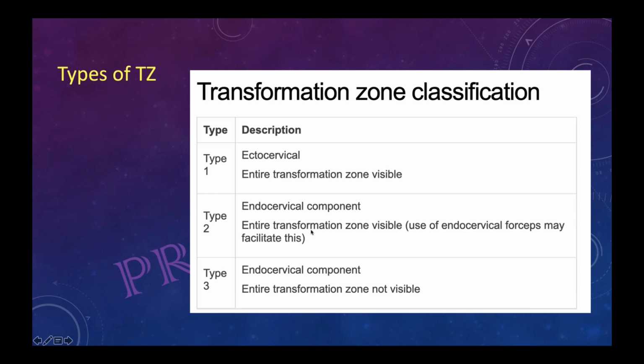I myself do colposcopy regularly, and I have my own colposcope, so I know the details of it very well. So if you are using any instrument to open the cervix so that you are able to see the complete transformation zone, it will be type 2.